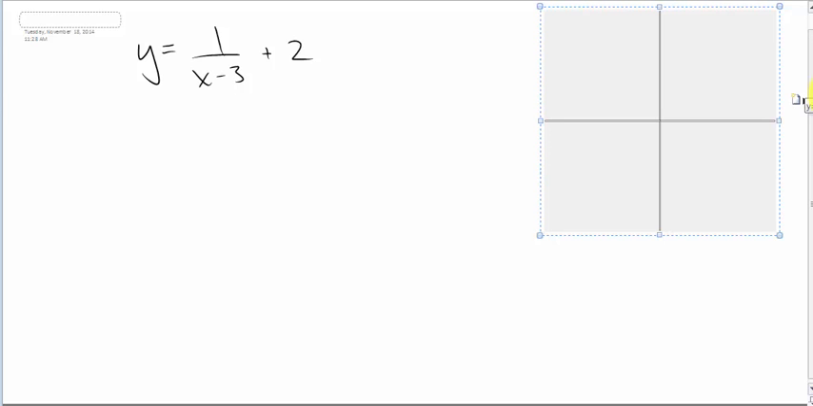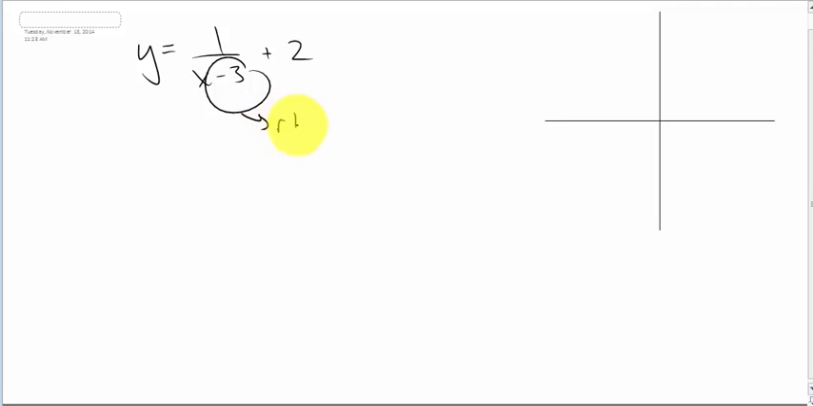Next example. Oh, but wait, you say, this isn't the same. Well, it's actually easier, and that's the beautiful thing. This one we can look at in terms of the translations. We have gone right 3 and up 2. Sweet. Right 3, 1, 2, 3.